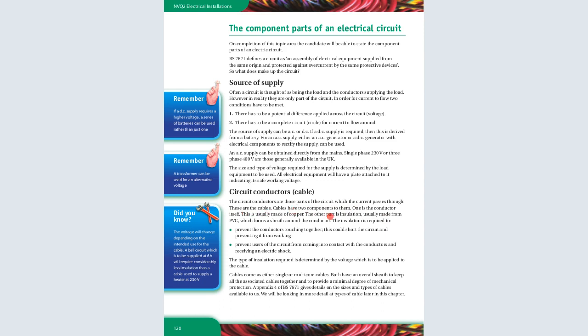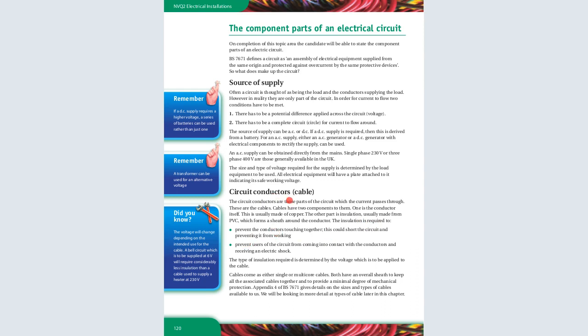Now the cables have two components to them. One is the conductor itself. This is usually made of copper. The other part is insulation, which is usually made from PVC. PVC is plastic-like, which forms a sheath around the conductor. The insulators are required to, number one, prevent the conductors touching together. This could short the circuit and prevent it from working.